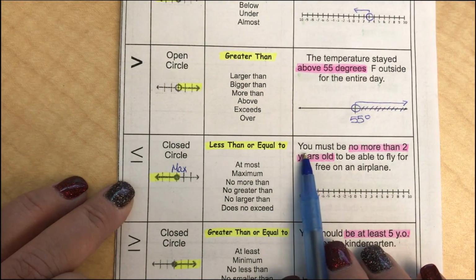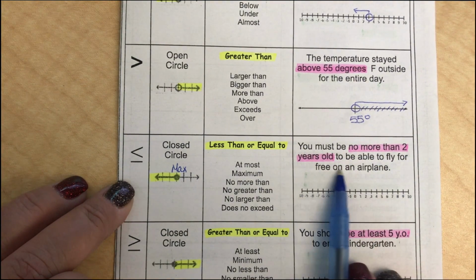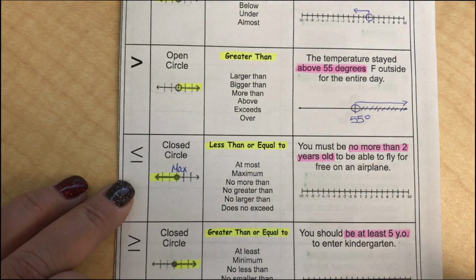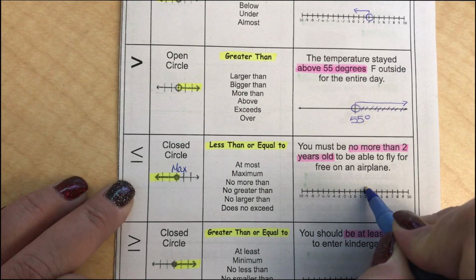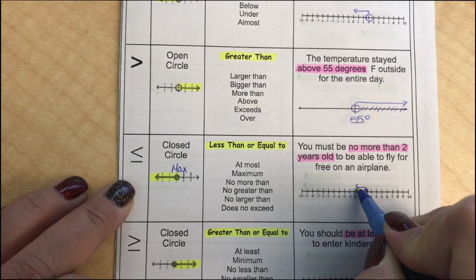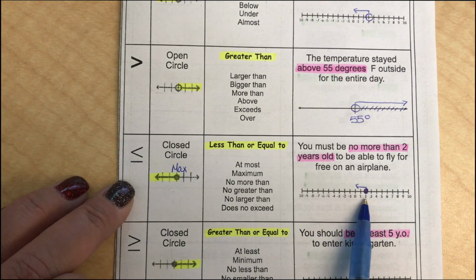For instance, you must be no more than 2 years old to be able to fly for free on the airplane. So you can be 2 and younger, and again I'll stop at 0 because you can't have a negative age. So anywhere from 0 to 2 years old, little babies fly for free.